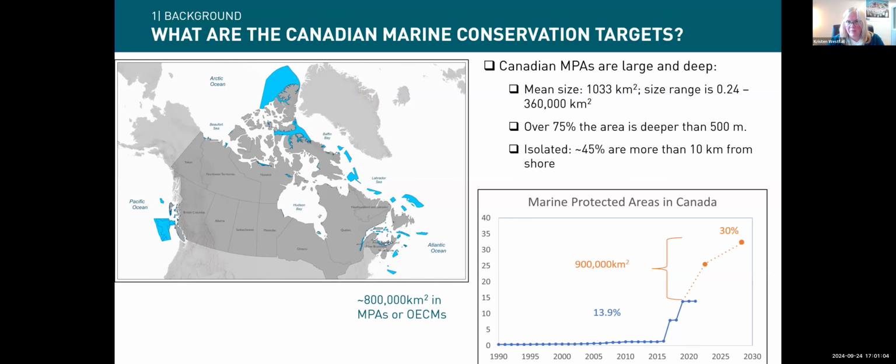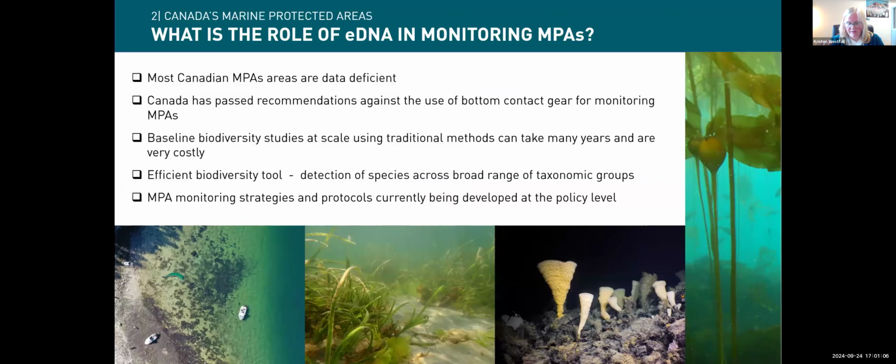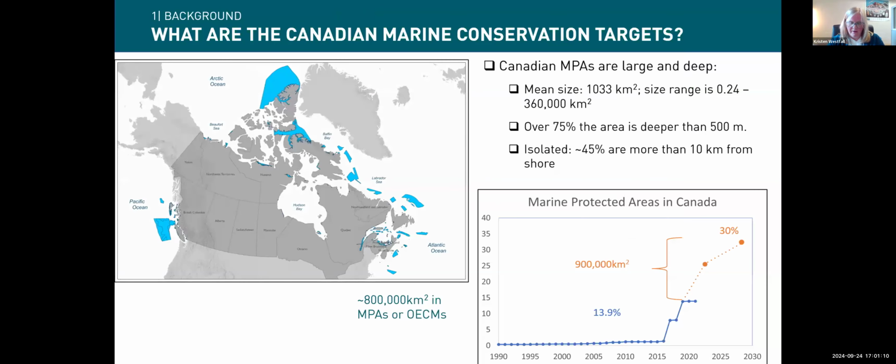But Canadian MPAs are large. The mean size is about 1,000 square kilometers. They're also quite deep in general, so 75% of MPAs have habitats deeper than 500 meters. And they're also isolated, with about 45% more than 10 kilometers from shore. As you can imagine, monitoring these isolated, deep, and large open areas can be quite challenging.